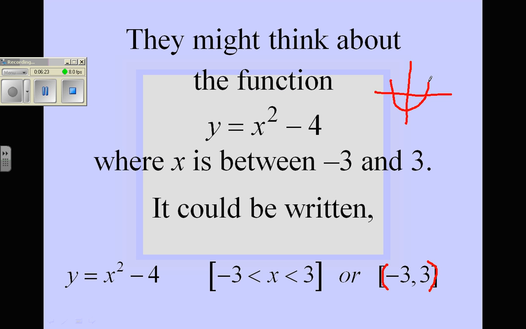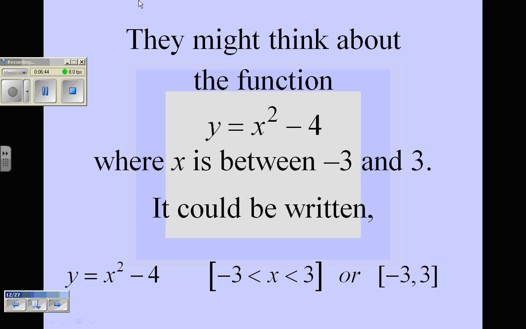And if you don't remember this, it's okay, because in the next video we're going to talk about transformations, and we're going to go over some of the basic functions. But an x squared function is a parabola, and in this case we're only interested in between negative 3 and positive 3. So we're going to start our graph here and end it here, and we're not going to look at any other portion of the graph.